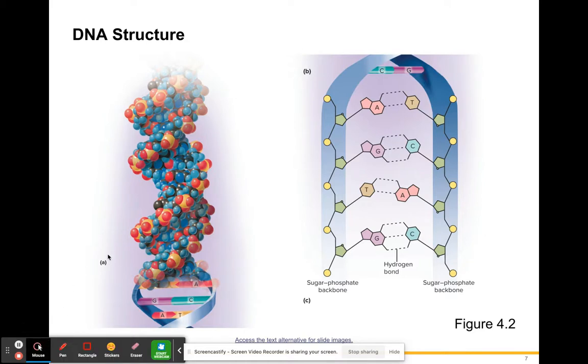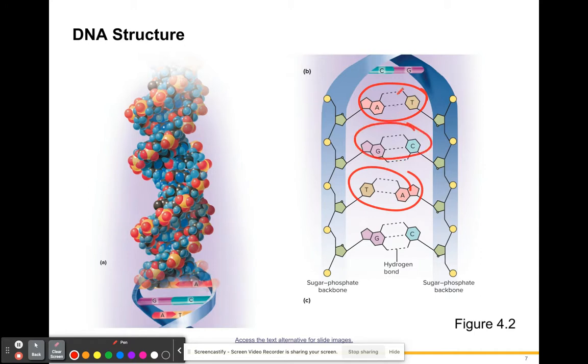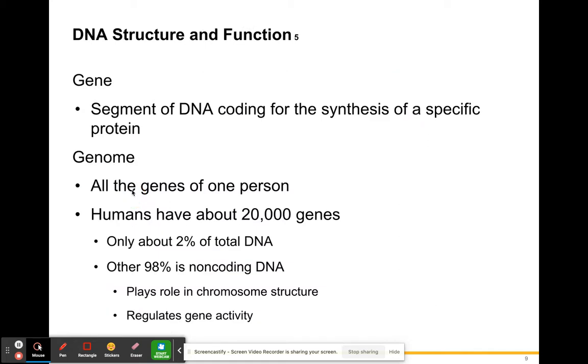Now what you'll notice is that certain letters like to bond to other letters. We always see that A always bonds to T, and we see that G always bonds to C. It doesn't matter what side the G's or A's or T's are on, but we always see that A and T bond and G and C bond. That's going to be very important.